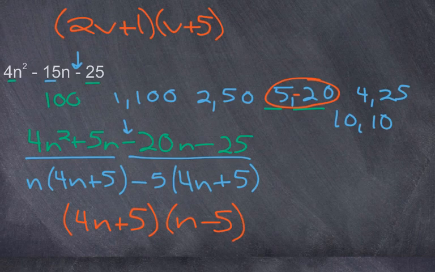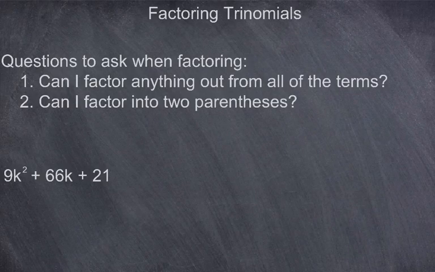And there we go. It's factored out. All right, let's take a look at a few more examples here. Now, when it comes to factoring, and I probably should address this at the beginning, you should always ask yourself these two questions in this specific order. The first question is, can I factor anything out from all of the terms? The second question is, can I factor into two parentheses?